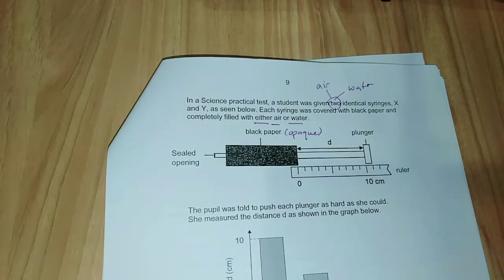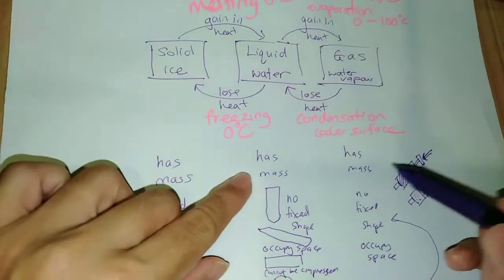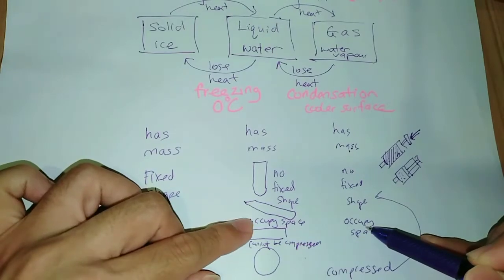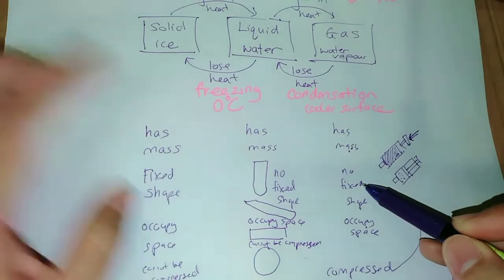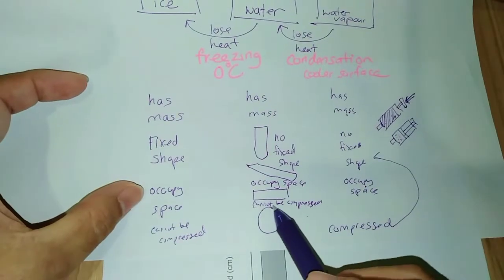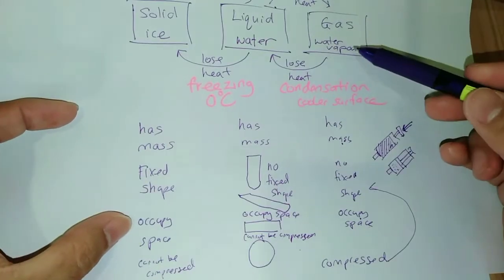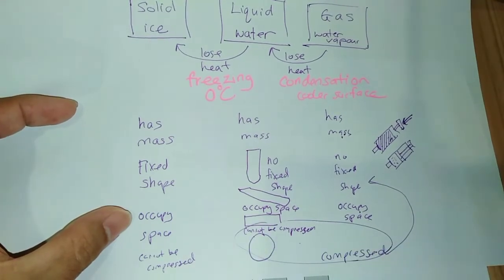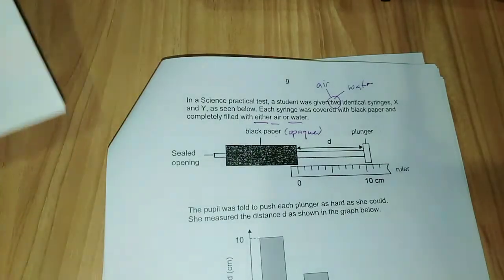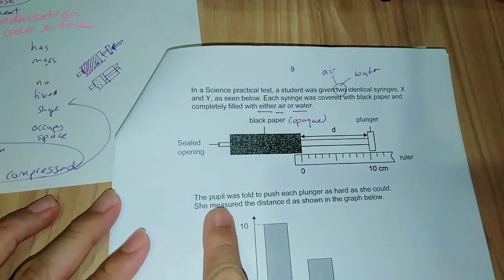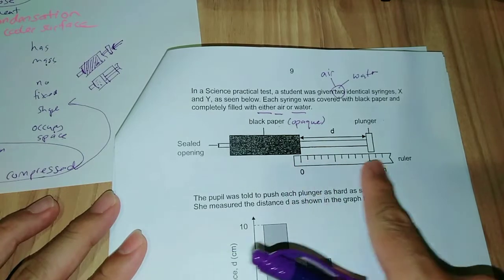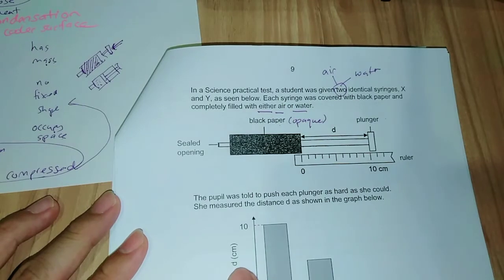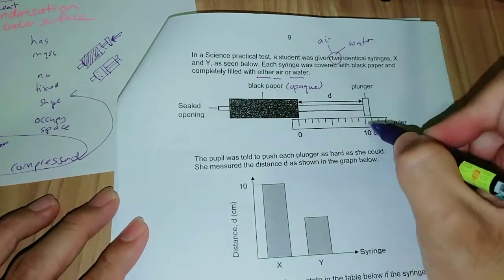To do so, we need to apply certain properties that we know. We can't use this because both liquids and gas have mass. They both occupy space. They both do not have a fixed shape. So the only difference you can see here is that liquids cannot be compressed, but a gas can be compressed. We should use this difference to find out which one is liquid and which one is gas. The pupil was, and let's notice this part, the plunger here, right before it's being pressed, has a distance D here as in the graph as well, and this is actually 10 centimeters.